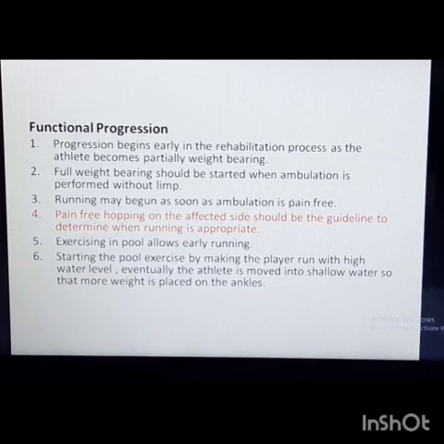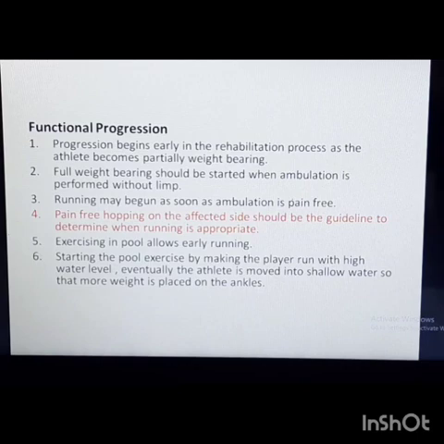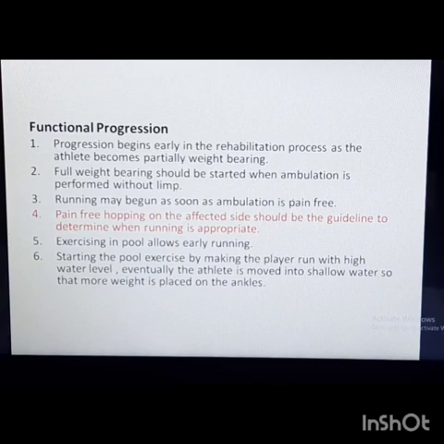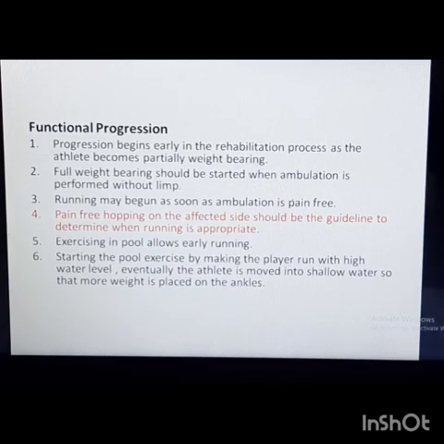And how can you take the load off the ankle joint? By making him exercise in the water and working with the principle of buoyancy. Starting with a pool exercise, make the player run at a high water level, that is, put the water level up to the xiphoid process. More than 50% of the weight is taken off the ankle joints, and you start with that and eventually get the player into shallow water. Reducing the level of water puts more weight on the ankle joint.